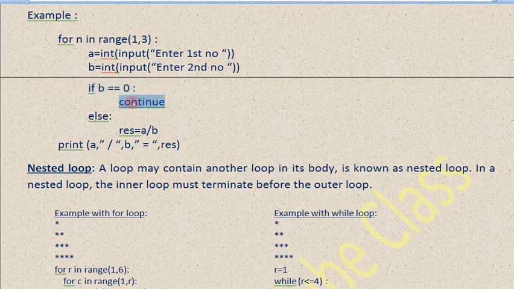Continuing means what will it do? In case of break, what was it doing? It used to come outside the loop, meaning this statement it used to execute. But because we wrote continue, what will it do? It will go here again. It means it will ask you again what is the first number and what is the second number. This is something like, suppose you forget your password on your mobile and in the first try you gave a wrong password, then what is it doing? It is allowing you to give the password again a second time.